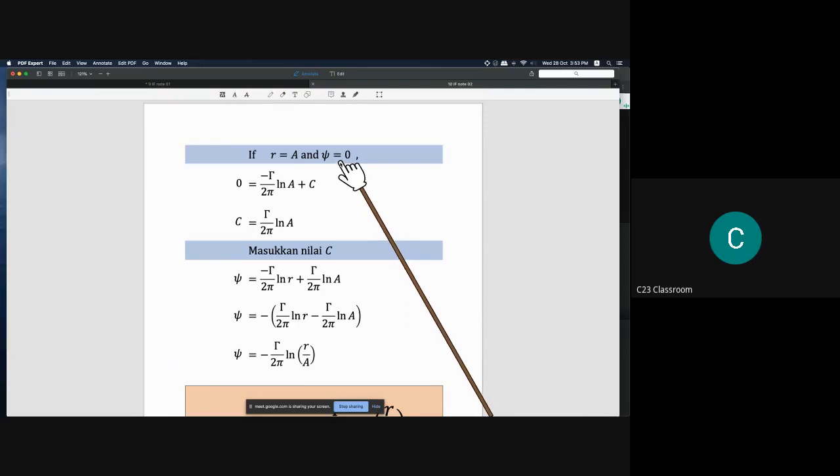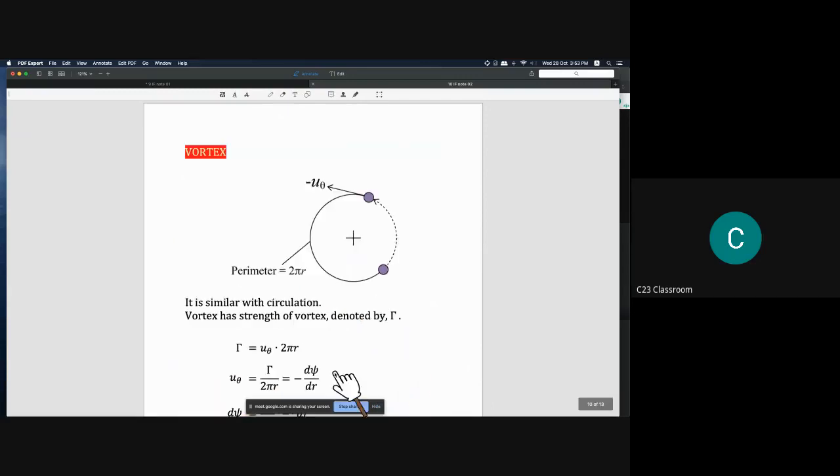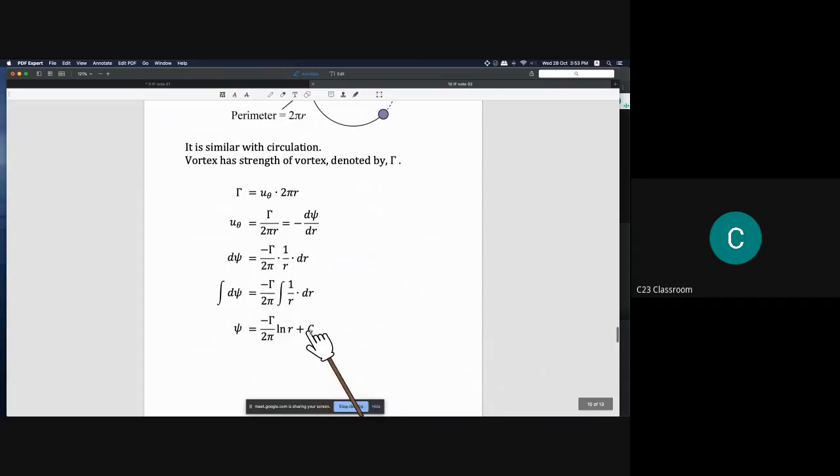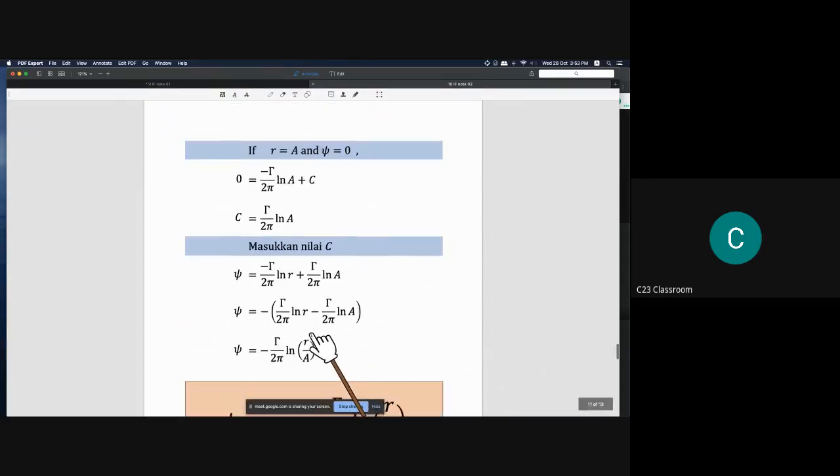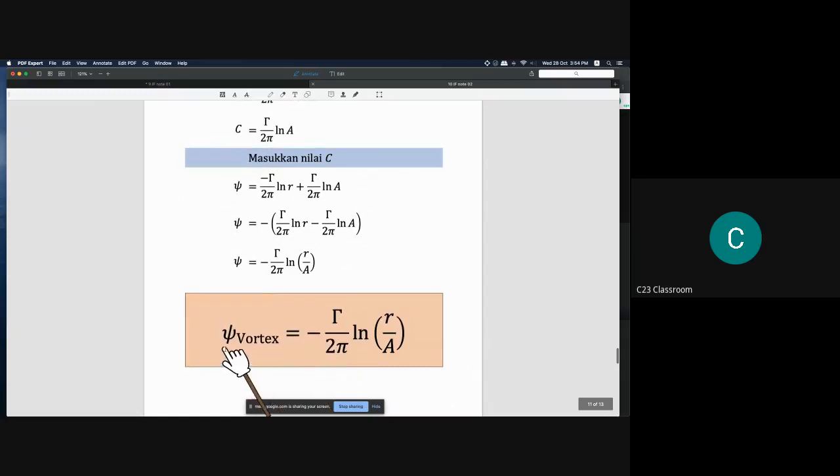So then we substitute the value. We substitute the value of r equal a in the equation, and then we could say that c is equal to gamma over 2 pi ln a. And then we substitute the value of c in this equation, and finally we have psi for the vortex is equal to minus gamma over 2 pi ln r over a.